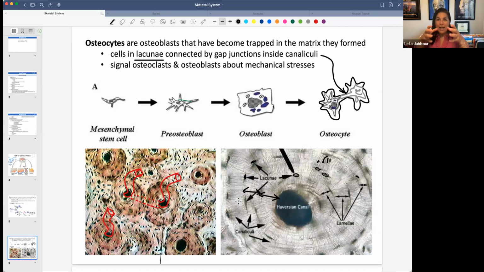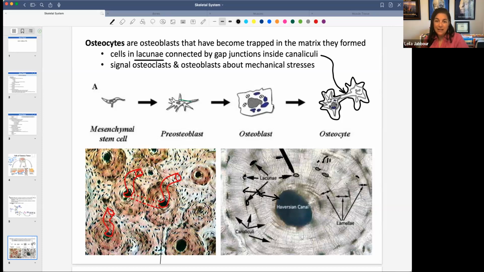So the layers are added, and every time a layer is added, it basically traps the cells that landed on the previous layer, and they built the layer, and then they get trapped in the layer they just built. So these are the cells right here, right here, right here. These black dots are the lacunae with the cells inside.